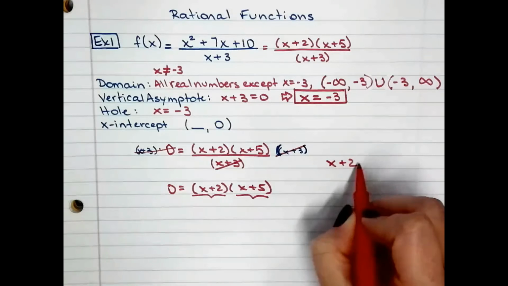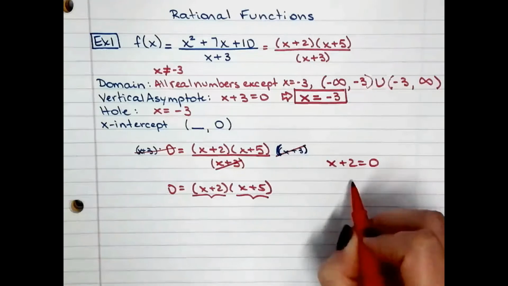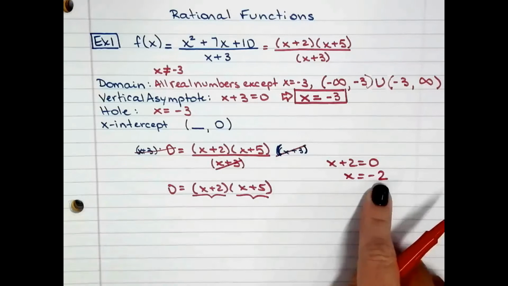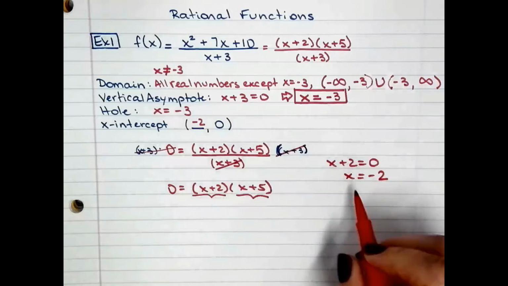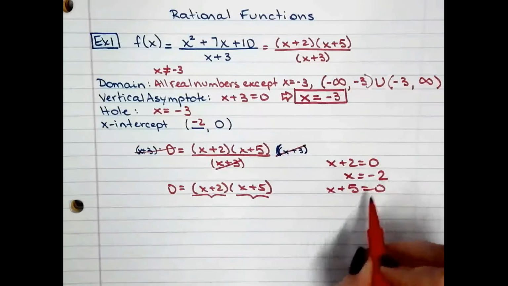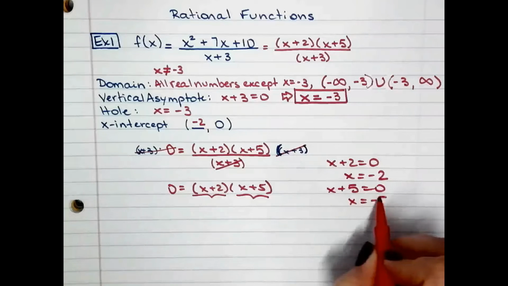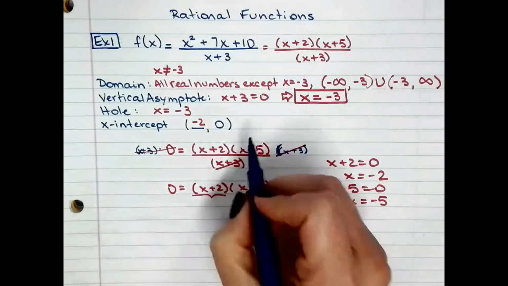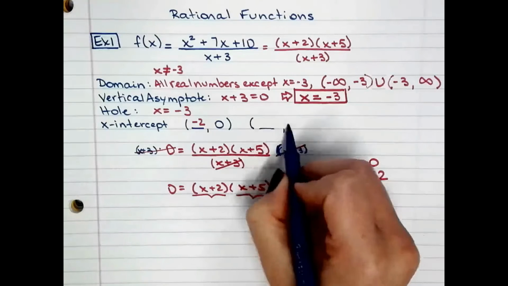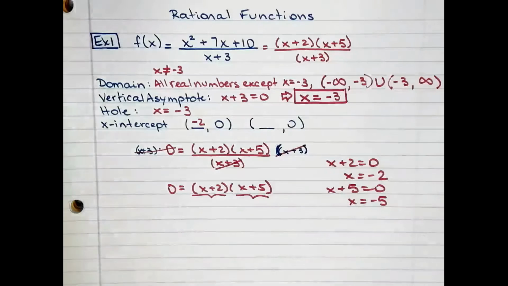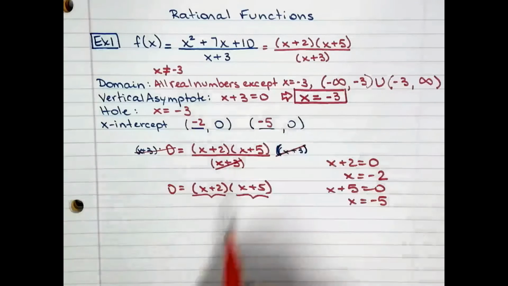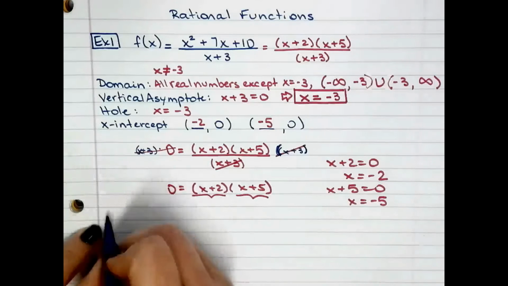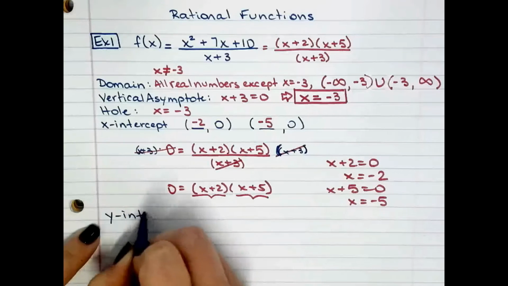So I have x plus 2 equals 0. Minus 2 on both sides, and you have one x-intercept: -2. The other one is x plus 5 equals 0, minus 5 from both sides, and you have x equals -5. So the other x-intercept, I have that right there, -5. Okay? Since we're talking about intercepts, let's find the y-intercept.